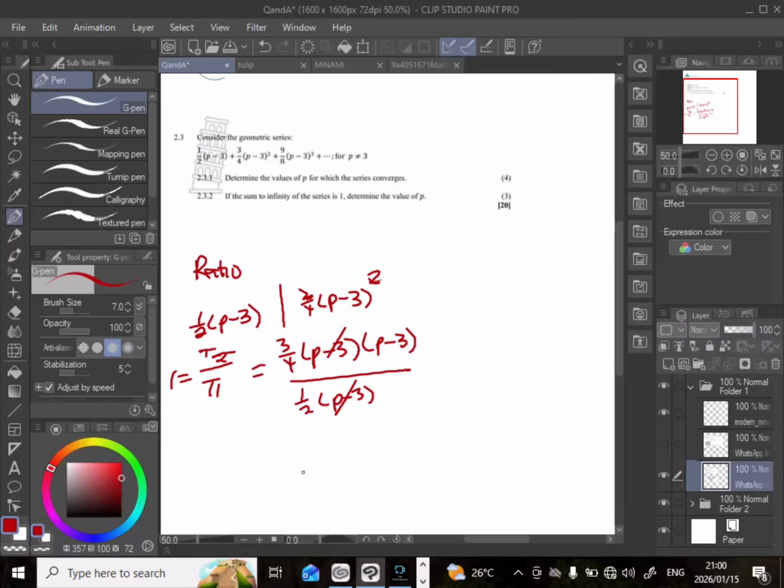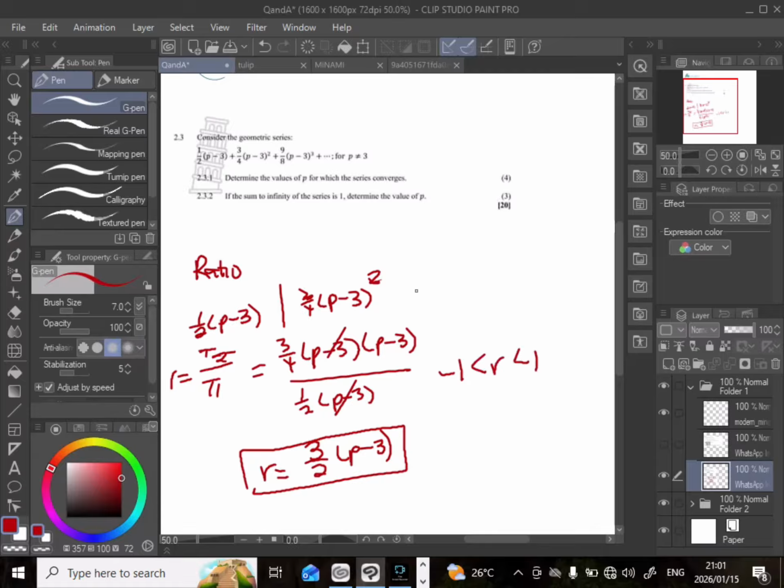The answer is 3 over 2. It will be 3 over 2, and P. So now the only way to find the value of P, now that we have the ratio, remember this. Probably you still remember it.